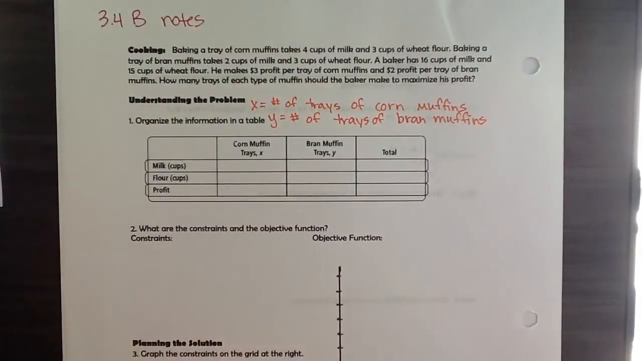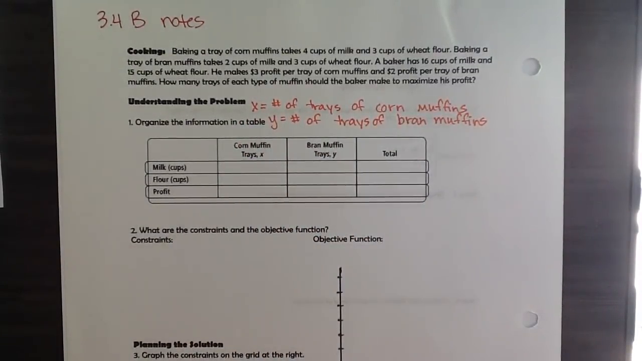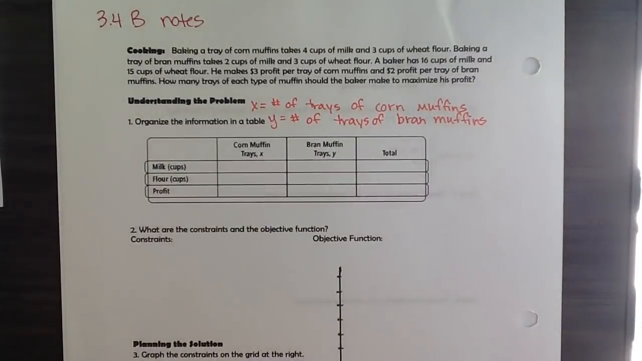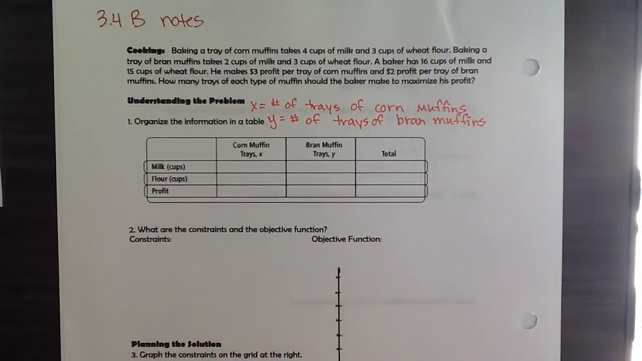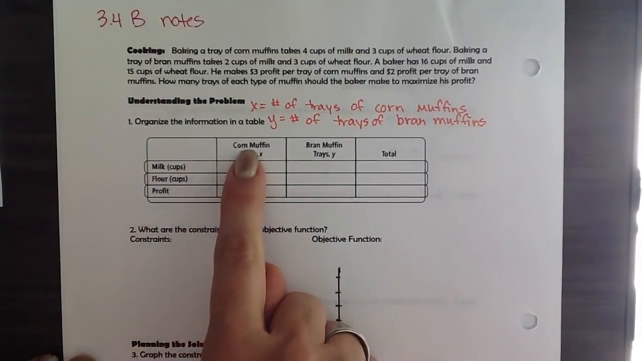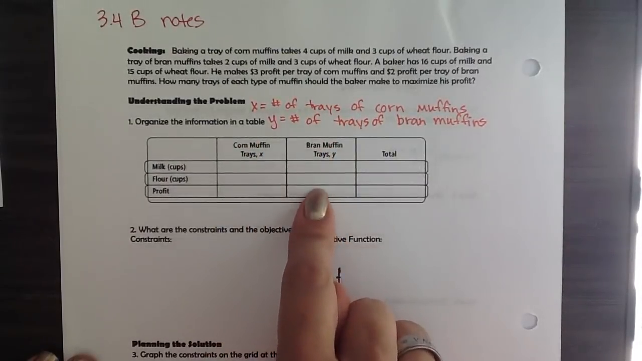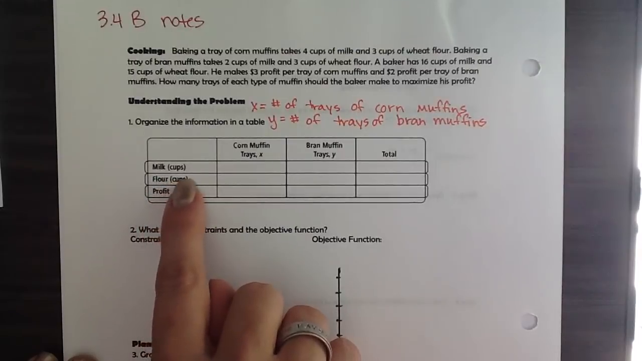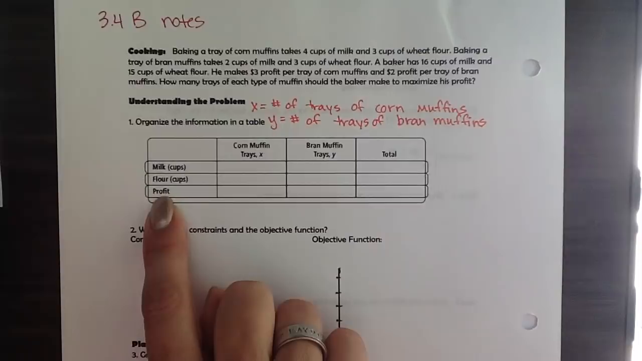And we need to be very specific in saying that it's the number of trays of corn muffins. We can't just say X equals corn muffins because then we don't know what quantity we're talking about. We can't even say number of corn muffins because it's not individual corn muffins, it's trays full of corn muffins. So we have to be very specific in that. Now they have this organized by corn muffin column and then bran muffin column, and then each of the restrictions has its own row and the profit has its own row as well.